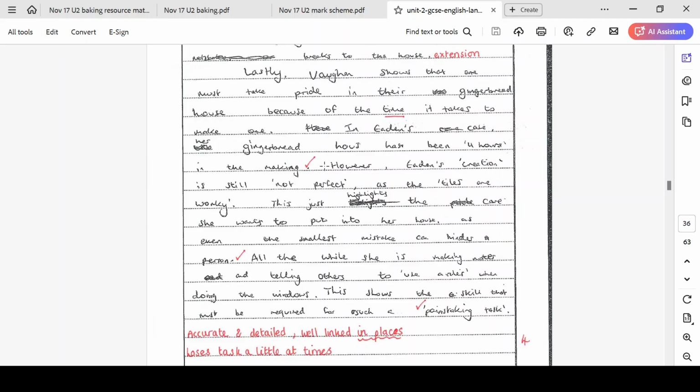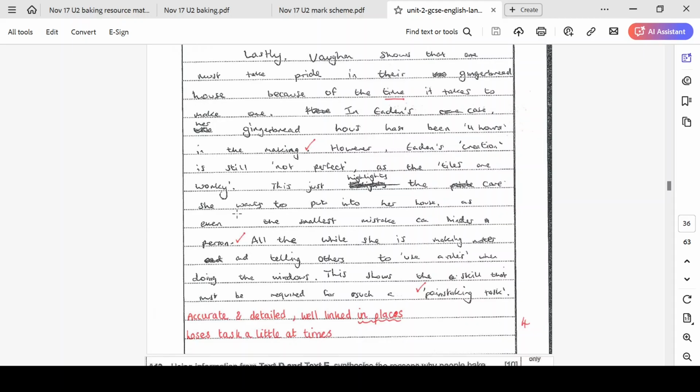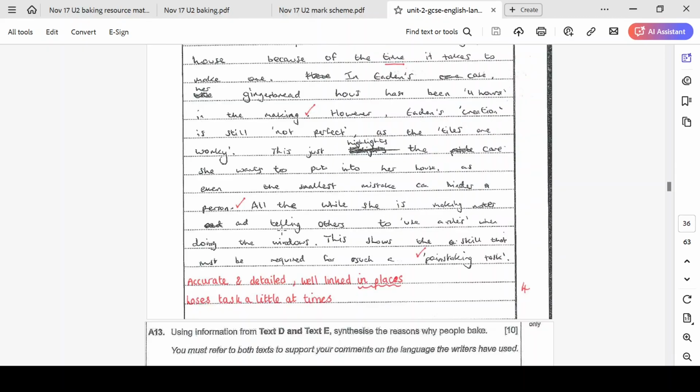I call that blending quotations, which is a really nice thing to do if you can. This just highlights the care she wants to put into her house, as even the smallest mistake can hinder a person. So they're doing the really key thing, which is explaining how their quotes show that she's taking care. All the while she's making notes and telling others to use a ruler whilst in the windows. This shows the skill that must be required for such a painstaking task.